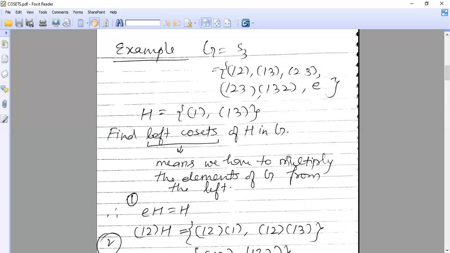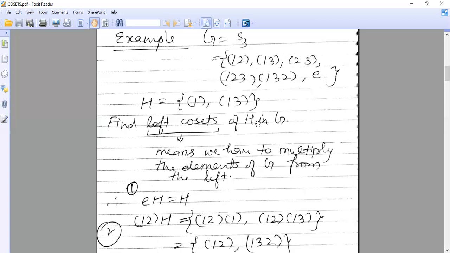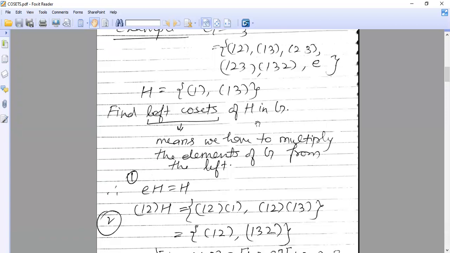Now we have to find the left cosets of H in G. Left coset means we have to multiply the elements of G from the left to every element of H. So one by one we are going to take the elements from G. First we take the identity element. So eH means e is being multiplied with all the elements of H. So e into e will be e, e into (1 3) will be (1 3). So basically eH will be H.